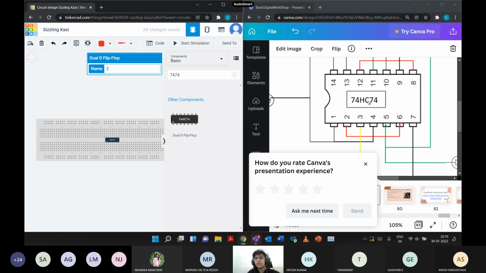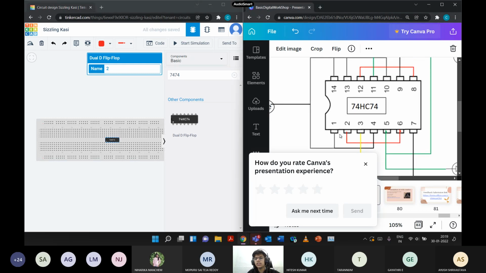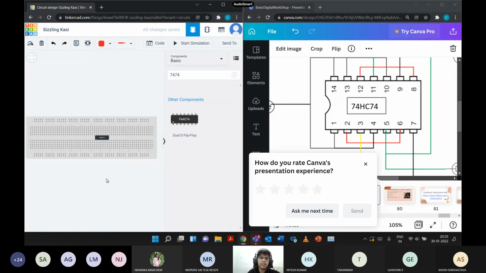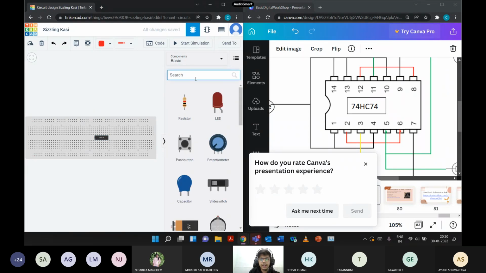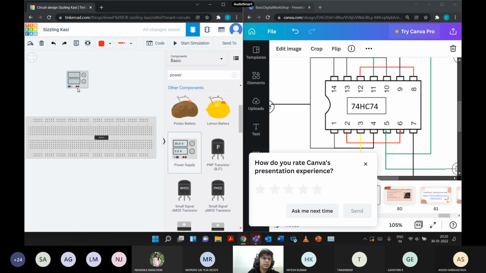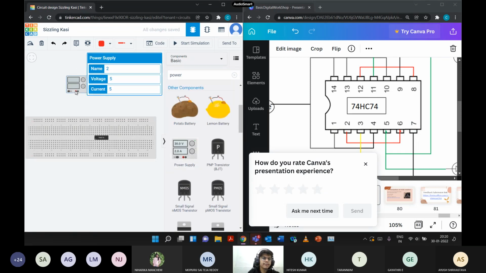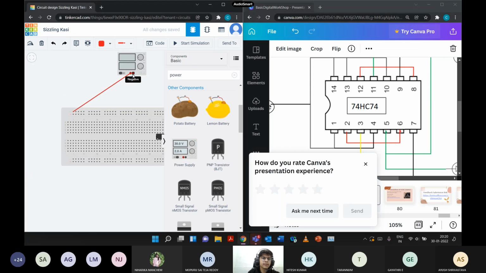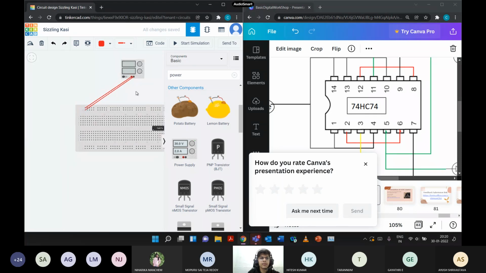So you can see pins 1, 4, 14, 13, and 10 are connected to voltage. First we'll add a battery. Okay, instead of a battery, I'll add a power supply so that we can alter the power supply. You guys can try to make it on your own.